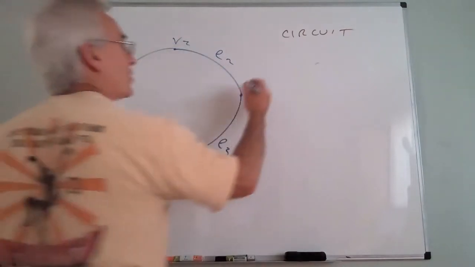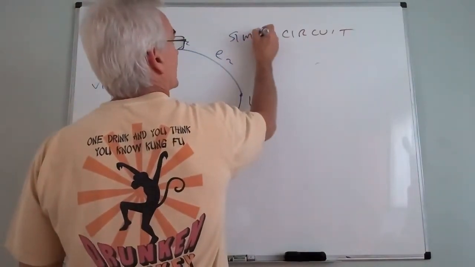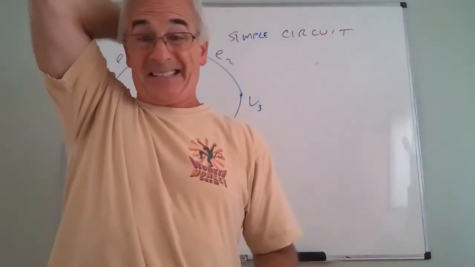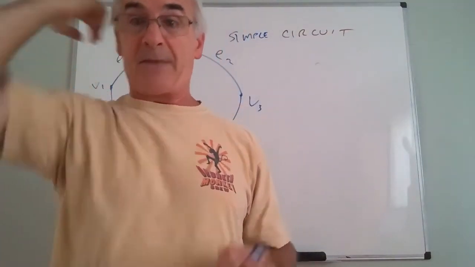This one is called a simple circuit. A simple circuit is a circuit where I don't even repeat a vertex unless it's the last one. Now, you may not have a choice.